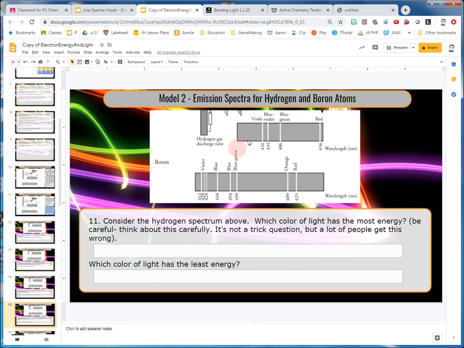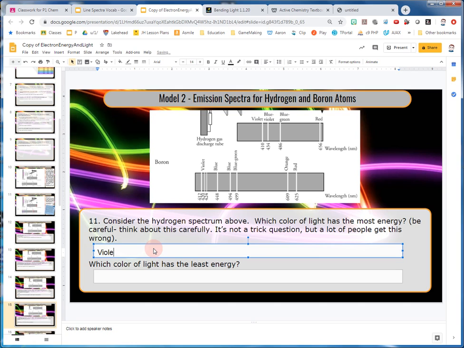Consider hydrogen above. Okay, we're still talking about hydrogen. Which color of light has the most energy? Well, red has a higher number, so does that mean that it has more energy? Bigger number means more energy, right? Well, no. We said that they were inversely proportional. Reds have low energy, violets have high energy. So actually, violet has the most energy. Which color of light has the least energy? Well, that's going to be red.